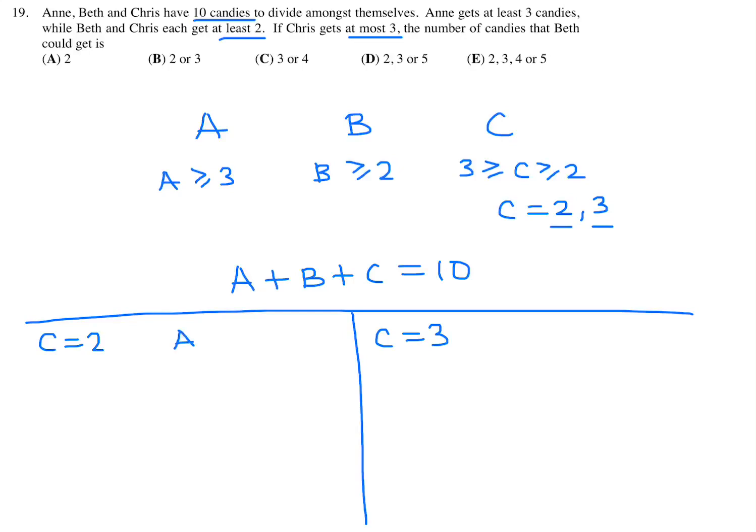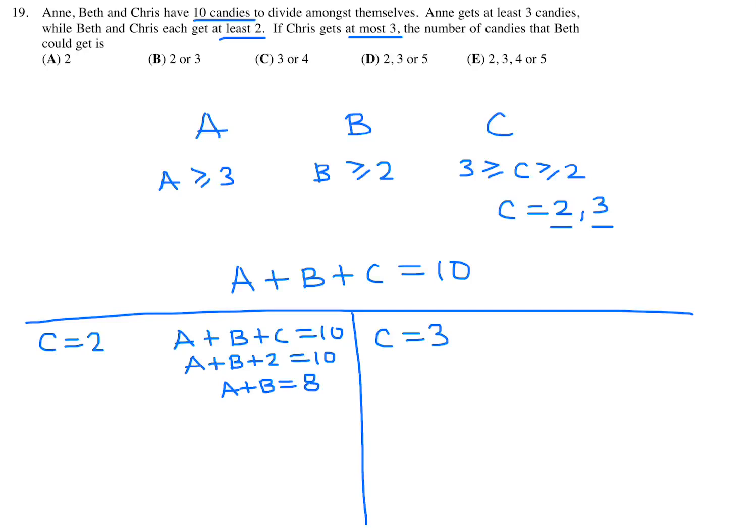So let's go with the first one. A plus B plus C is equal to 10. A plus B plus 2 is equal to 10. And therefore A plus B is equal to 8. So now we have to look at this and look at our boundaries and look to see what kind of values we can get for B.